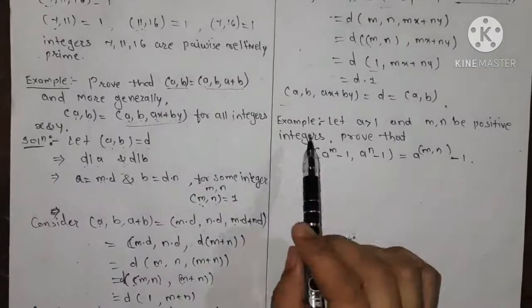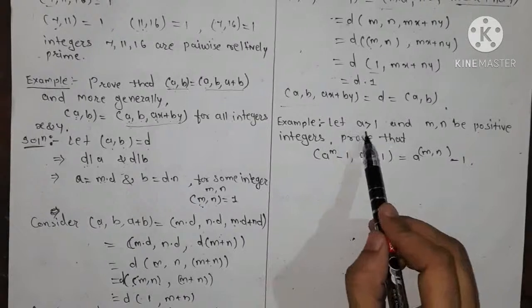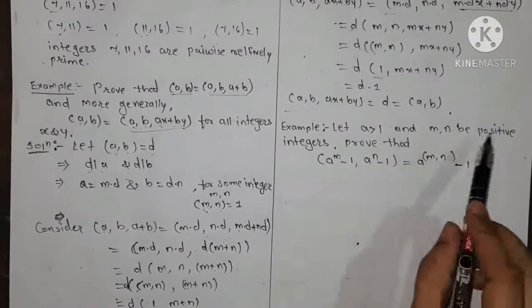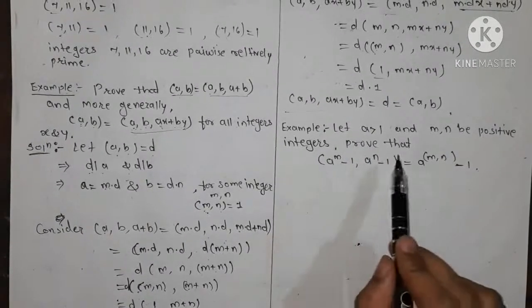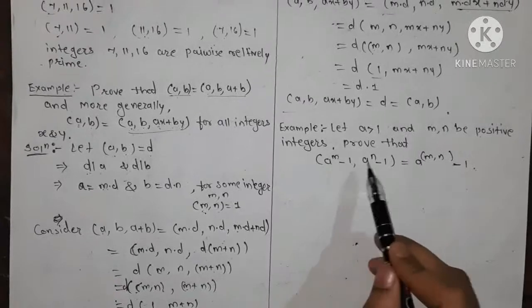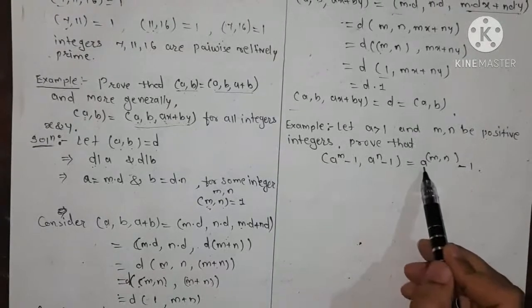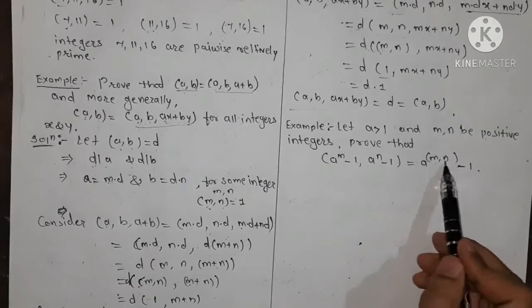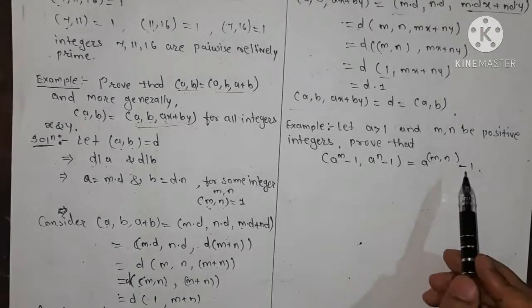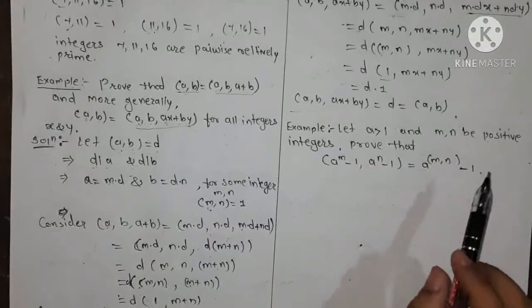Now we see some more examples. Let a be greater than 1 and m, n be positive integers. We have to prove that the GCD of a to the power m minus 1 and a to the power n minus 1 is the same as a to the power GCD of m, n, minus 1.